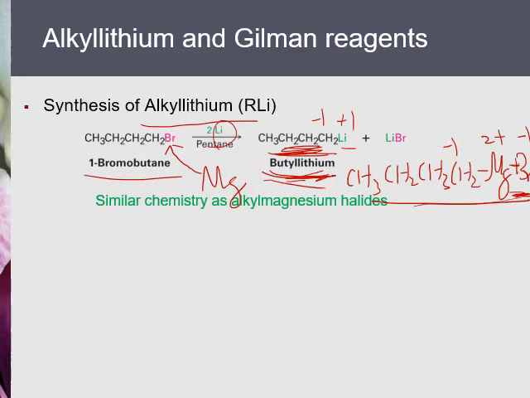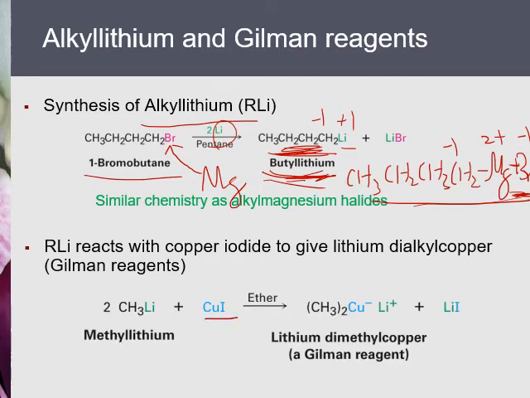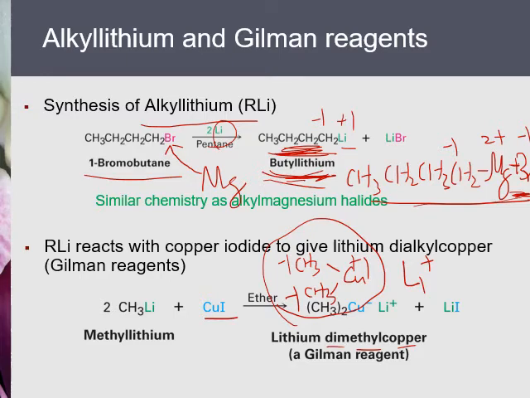Now there is one reaction we are going to see for alkyl lithium, and that is that it reacts with copper iodide to form dimethyl copper lithium. So a copper connected to methyl. Copper is 1+, methyl is negative. So the whole ion is negative, and therefore you need a positive lithium combined together. That's called lithium dimethyl copper reagent, which is called Gilman reagent.